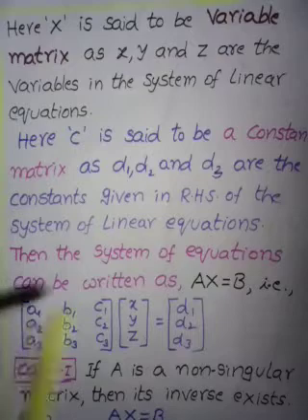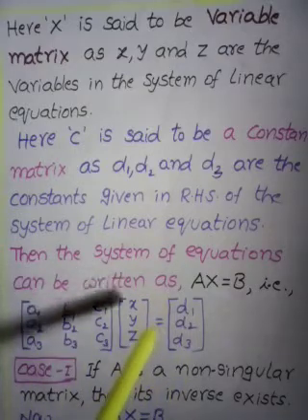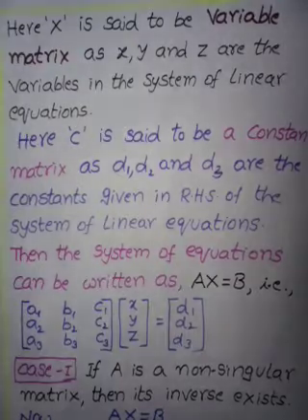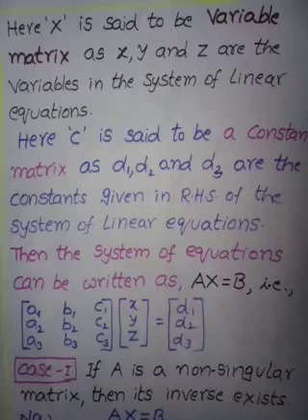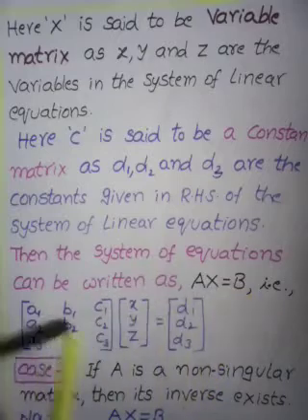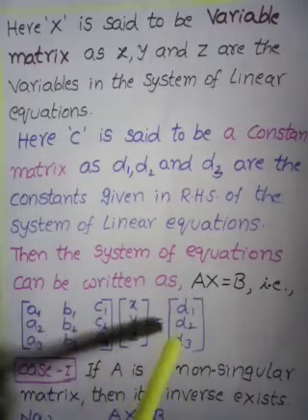This is the second stage. First of all, we have to identify what is a coefficient matrix, what is a variable matrix, and what is a constant matrix. After that, we have to write the system of equations in this form: Ax = B. Okay, my children, this is the second stage.